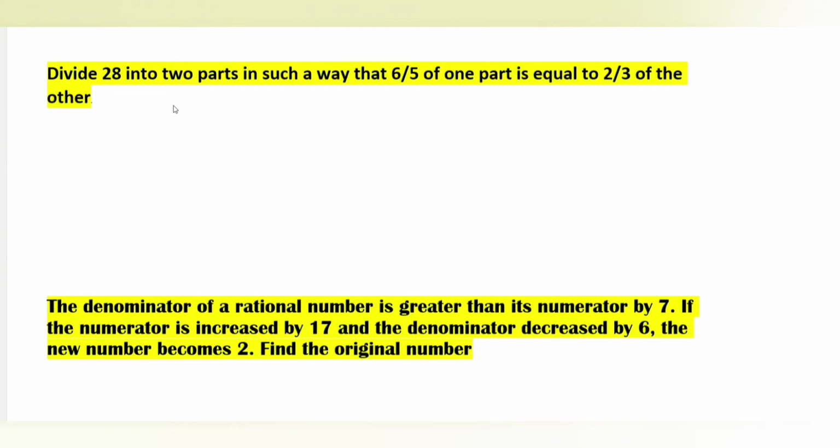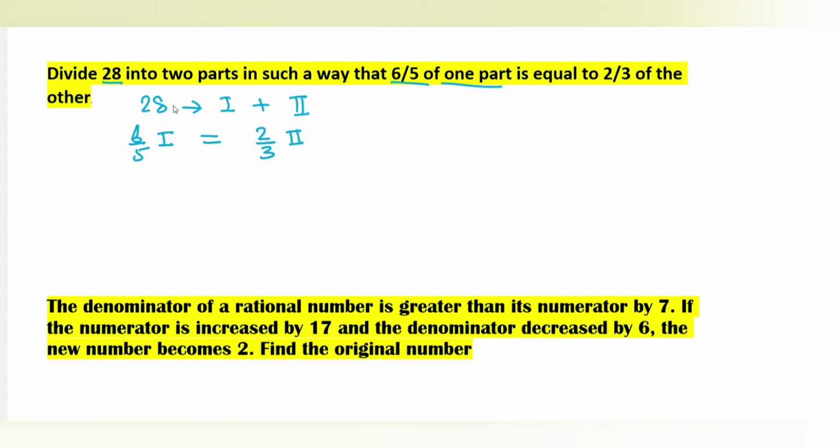Here it is said that we have to divide 28 into two parts such that 6 by 5th of one part is equal to 2 by 3rd of the other part. So firstly we have to divide 28 into two parts. Let it be the first part and the second part. Now it is said that 6 upon 5 of the first part is equal to 2 by 3rd of the second part.